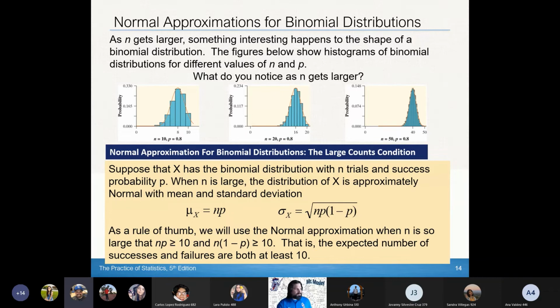As a rule of thumb, we will use the normal approximation when n is so large that np is greater than or equal to 10 and n times 1 minus p. Right, so it's not the entirety of this, it's just n times this. It's greater than or equal to 10. That is, the expected number of successes and failures are both at least 10. Right? If it passes this large counts condition, I can use the normal approximation.